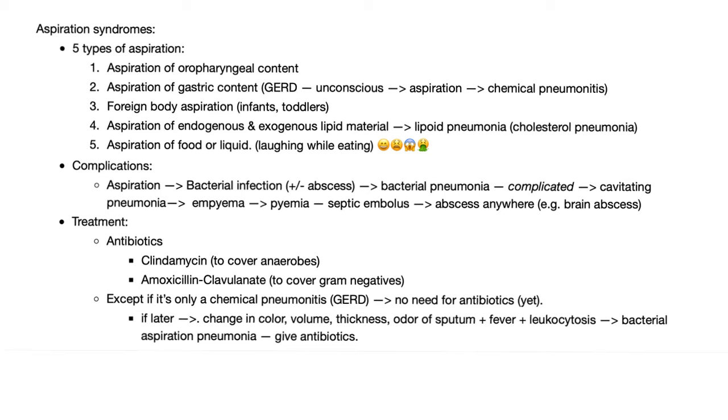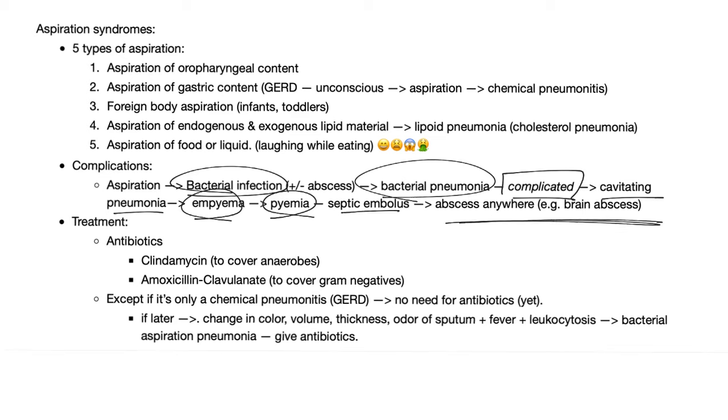Complications: aspiration leads to bacterial infection, which can lead to bacterial pneumonia. If it's complicated, it can lead to cavitation, empyema, pyemia, septic embolus, abscess, anywhere. How to treat lung abscess or any aspiration syndrome? Antibiotics. To cover anaerobes, give clindamycin. To cover gram-negatives, give amoxicillin clavulanate.